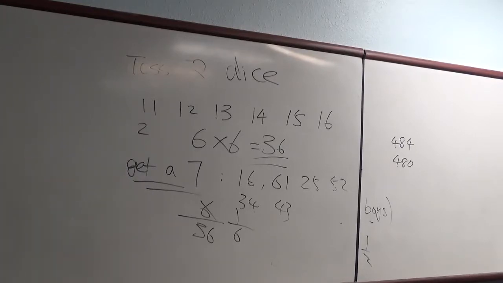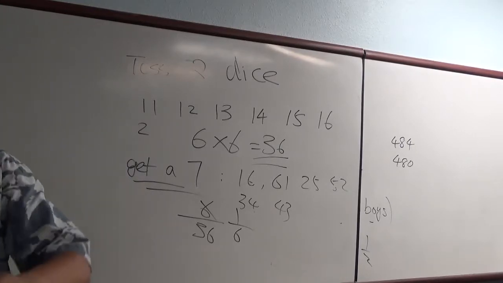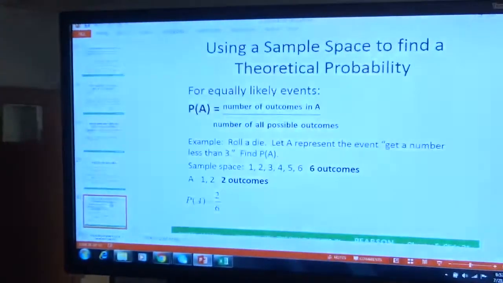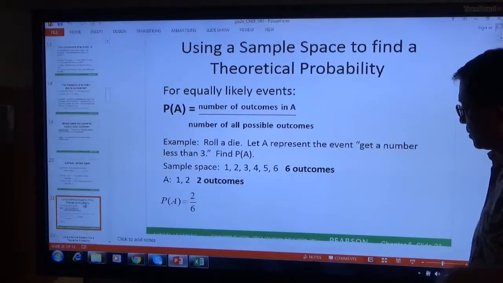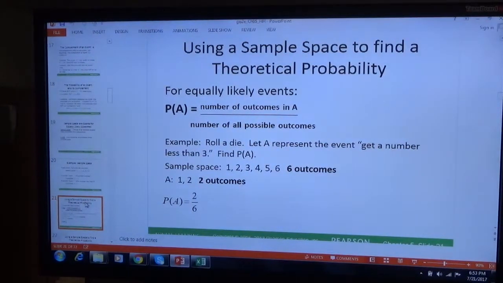And here we have a different example. Let's see. So if you roll a die, the sample space is 6, and to get a number less than 3, there are 2 possible outcomes. So 2 out of 6 is 1 out of 3. Yeah, 1 out of 3.